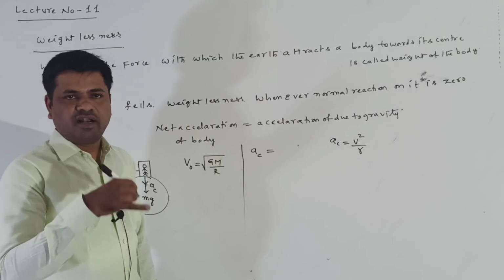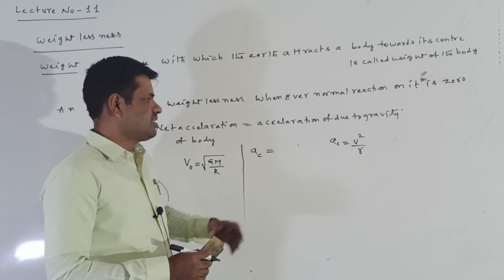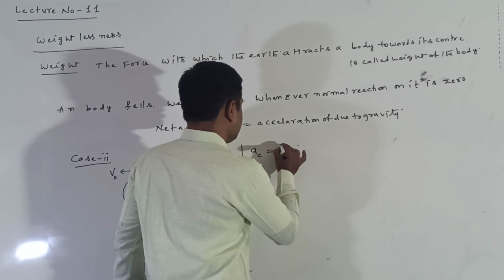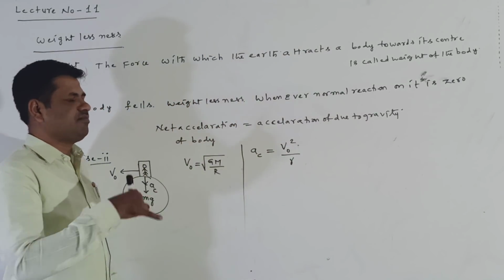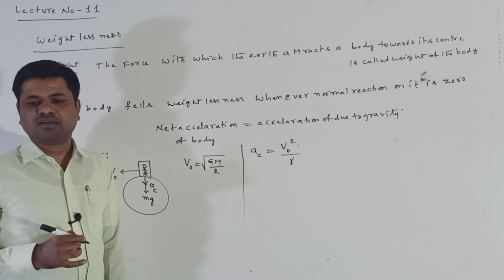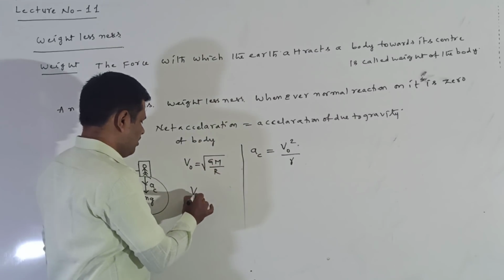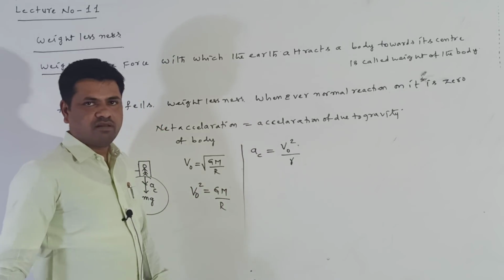This r is called the radius of the path, the radius of the orbit of the circular path. Now what is taken here? From this, AC is equal to v0 square by r, because the satellite is revolving with orbital velocity v0. But v0 is equal to under root of GM by r, so v0 square is equal to GM by r.